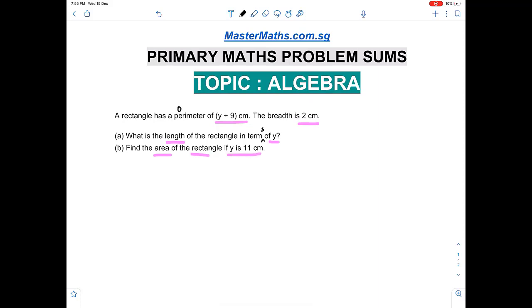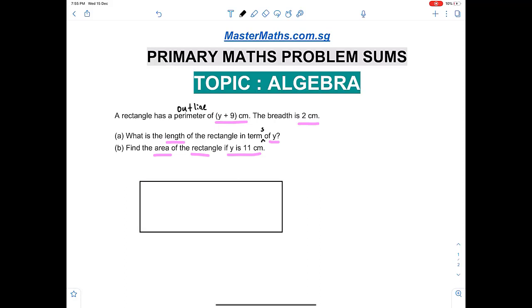So we are given the outline. Okay, perimeter means outline. And we can draw that particular rectangle first. So over here is 2 cm. On the left side also 2 cm. And the question is, what is this length of the rectangle? So we are given the outline again, which is a perimeter.